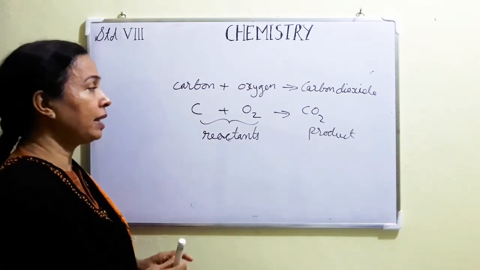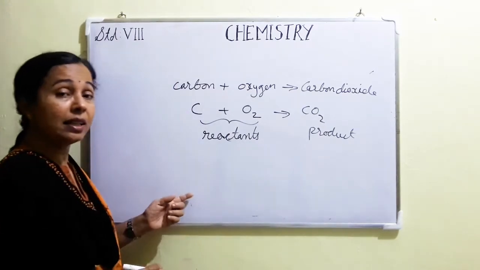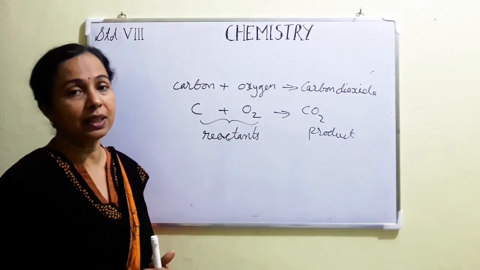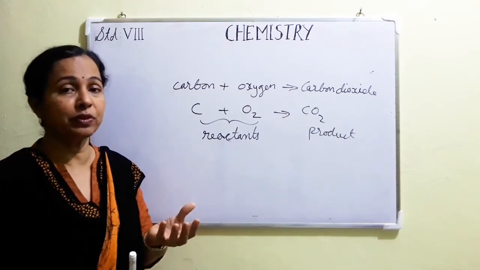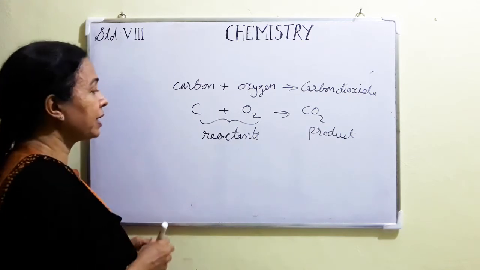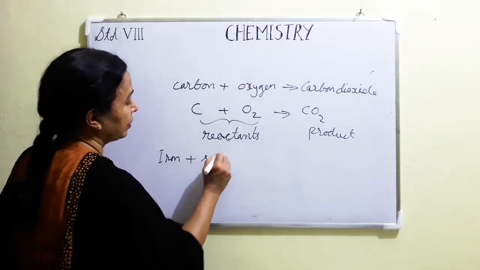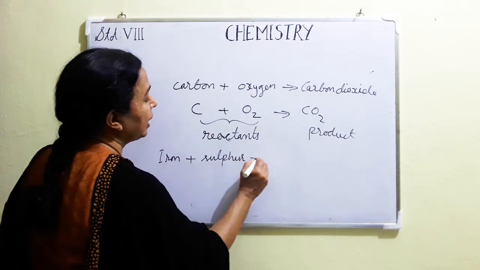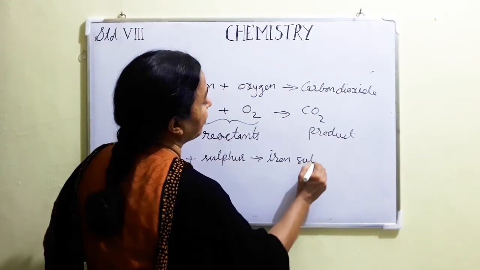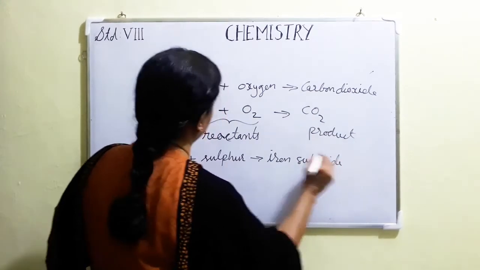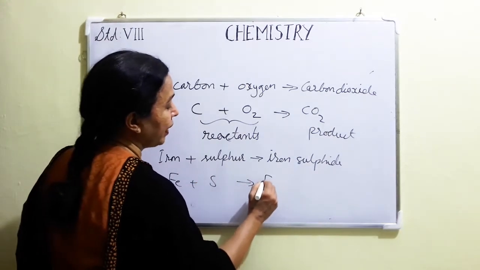Okay. Now let us see some other reaction. For example, iron combined with sulfur. We have learned in lower classes, iron filings and sulfur powder are mixed together and heated, and a grey mass we get. It is known as iron sulfide. So let us write its reaction. Iron plus sulfur gives ferrous sulfide or iron sulfide. So when we write its formula, it will be iron Fe, sulfur S, iron sulfide FeS.